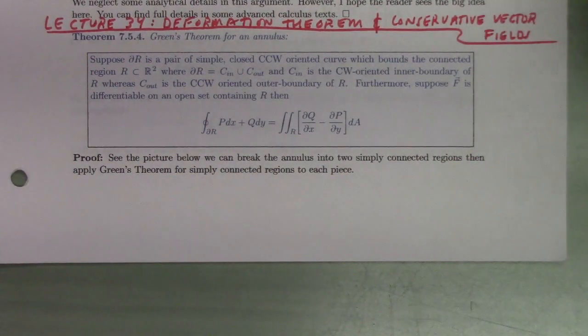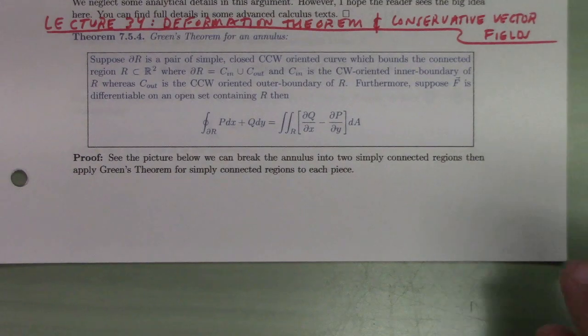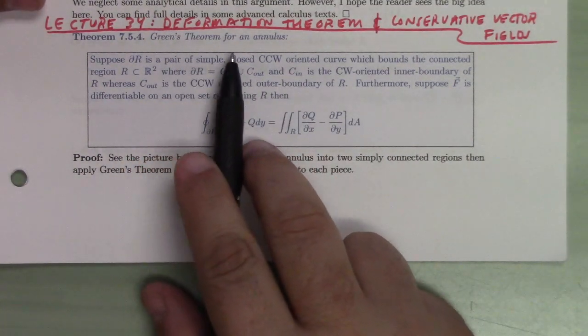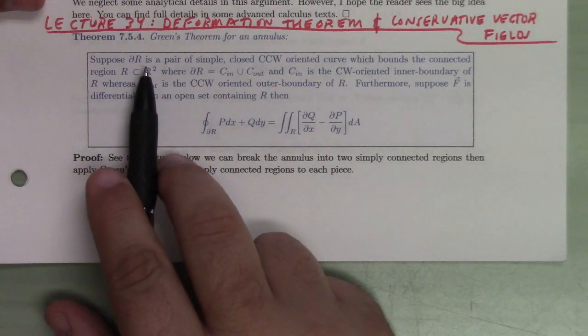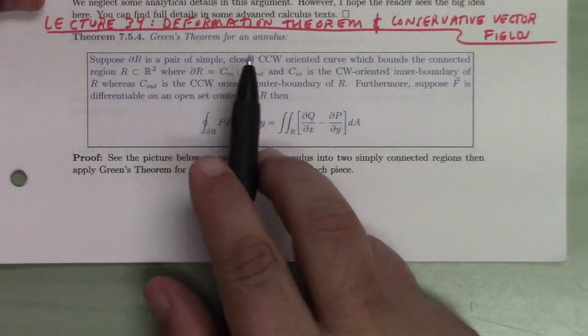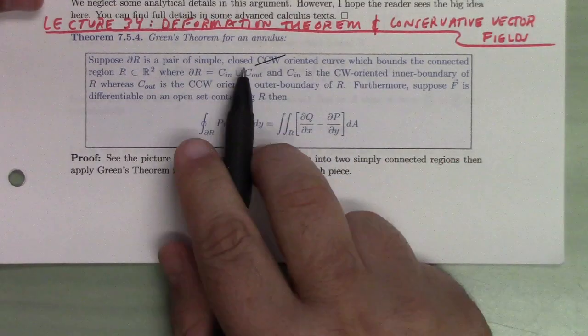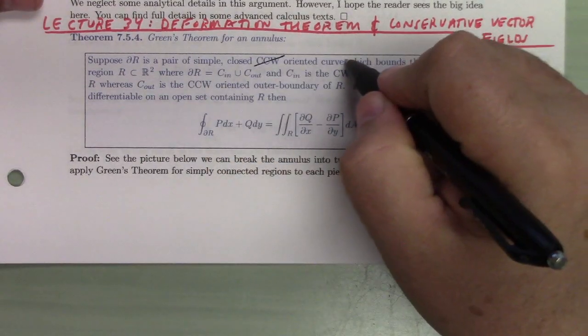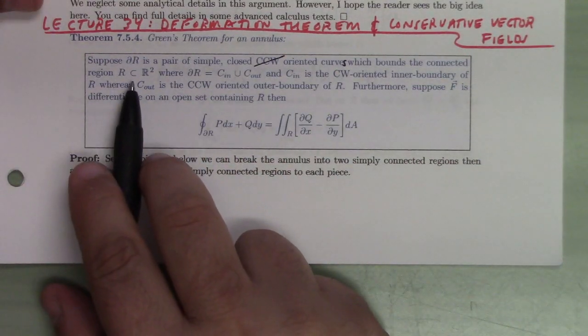Alright, so this is lecture 34 on deformation theorem and conservative vector fields. I was just reading Green's theorem for an annulus. It says, suppose the boundary of the region is a pair of simple closed, and this should not be here, this is a typo, simple closed oriented curves which bound the connected region R, a subset of R2.